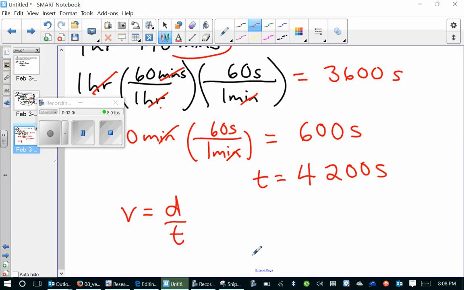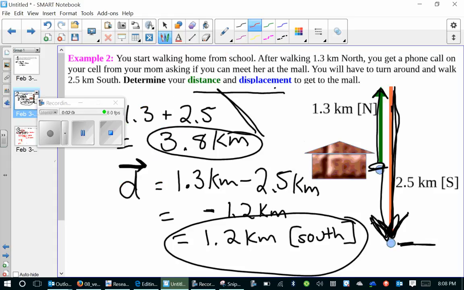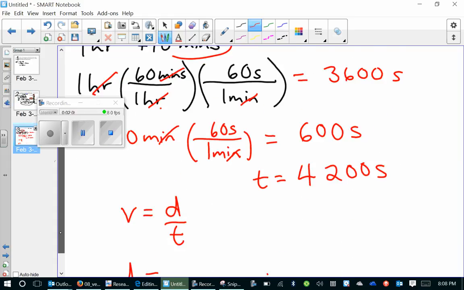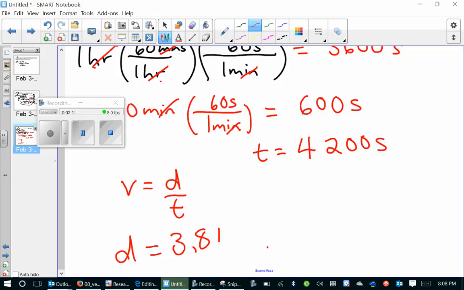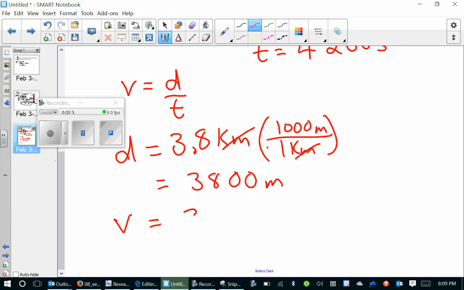So I need distance. Distance equals how many kilometers? 3.8? Yeah. 3.8 kilometers. I need to put kilometers into meters. Well, 1 kilometer has 1,000 meters. Okay. So in other words, I have 3,800 meters. So my speed is my distance, 3,800 meters divided by my time, 4,200 seconds.